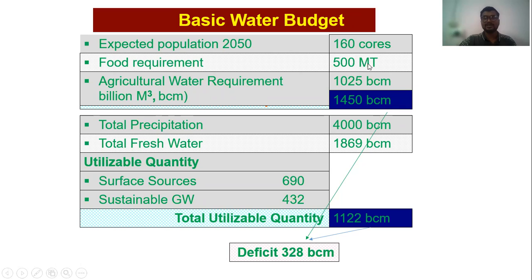Food requirement is about 500 million tons. Agriculture water requirement in billion cubic meters, BCM, is about 1450 BCM. Total precipitation is 4000 BCM, and total fresh water is about 1869 billion cubic meters. Utilizable quantity from surface sources is only 690, sustainable water is 432, that is about 1122 billion cubic meters, and we are deficient by about 328 billion cubic meters.